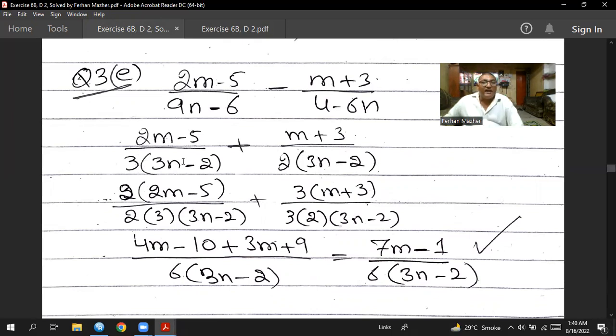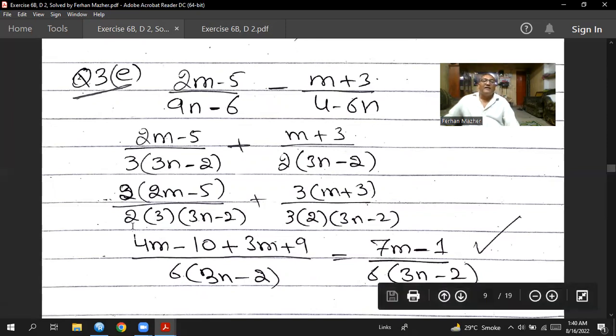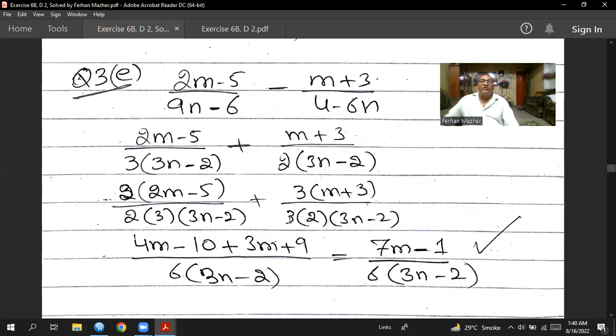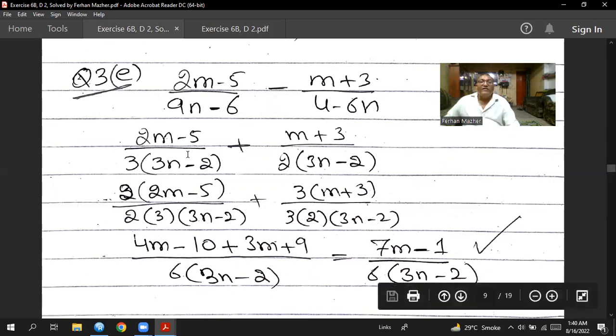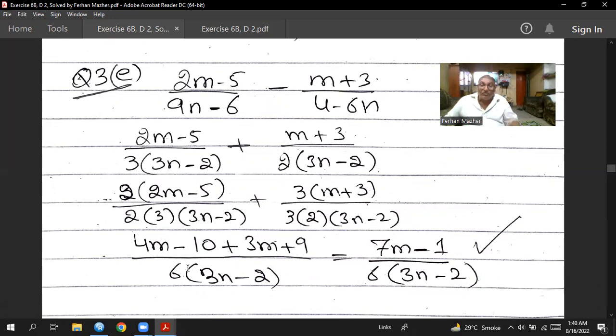Now you can see here we have 3, here we have 2. So in this fraction, multiply numerator and denominator both with 2. And in this fraction, multiply numerator and denominator both with 3. So you will have here 6 bracket 3n minus 2 bracket close, and here you also have 6 bracket 3n minus 2 bracket close. So you can write a single fraction, and that will be 6 bracket 3n minus 2 bracket close in the denominator.